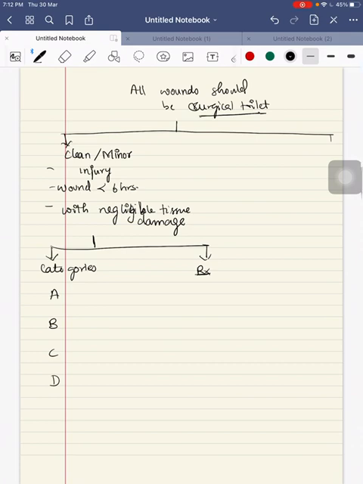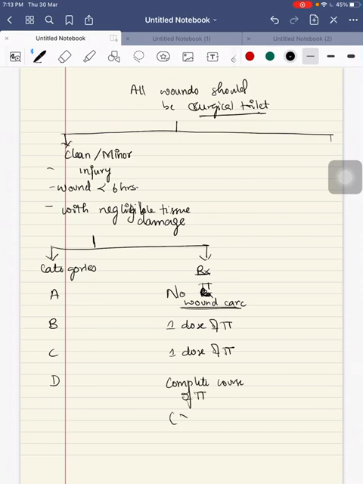Okay. If the person is category A, what is the treatment you provide? For category A, that is a person who had a toxoid or a booster dose within the past 5 years, you provide no treatment, only wound care. That is, no TT, only wound care. For category B, you give 1 dose of tetanus toxoid. For category C, you give 1 dose of tetanus toxoid, and for category D, you give a complete course of tetanus toxoid, that is more than or equal to 2 doses.